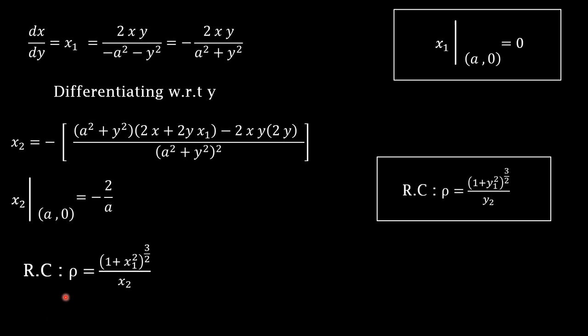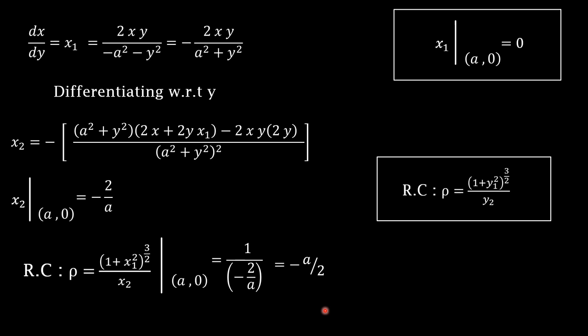Okay, so the radius of curvature is given by rho is equal to (1 plus x1 square) to the power 3 by 2 divided by x2. But you need to find it at the point (a, 0). So what is your value of x1 at the point (a, 0)? It is 0, and the value of x2 at the point (a, 0) is minus 2 by a. Just substitute it so that you are going to get the value of the radius of curvature at the point (a, 0) to be minus a by 2. But just make a note of it, students.